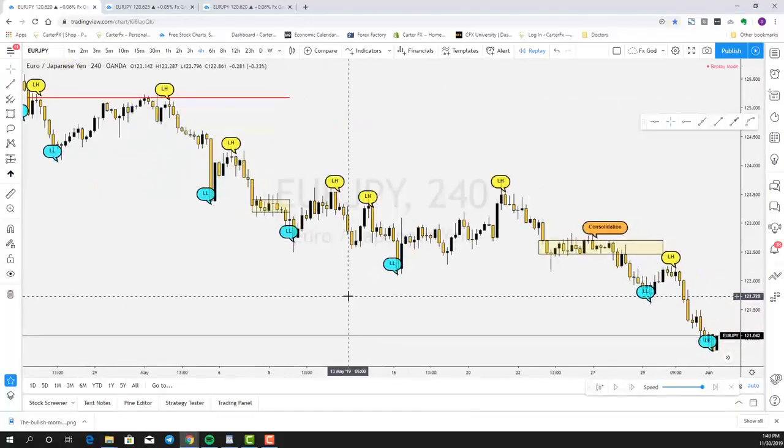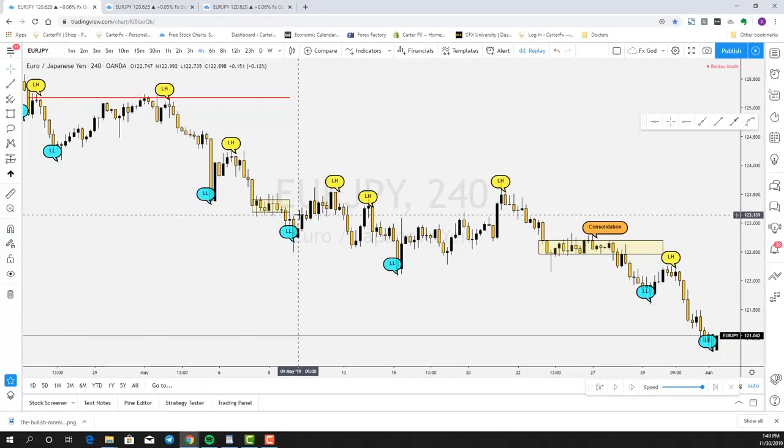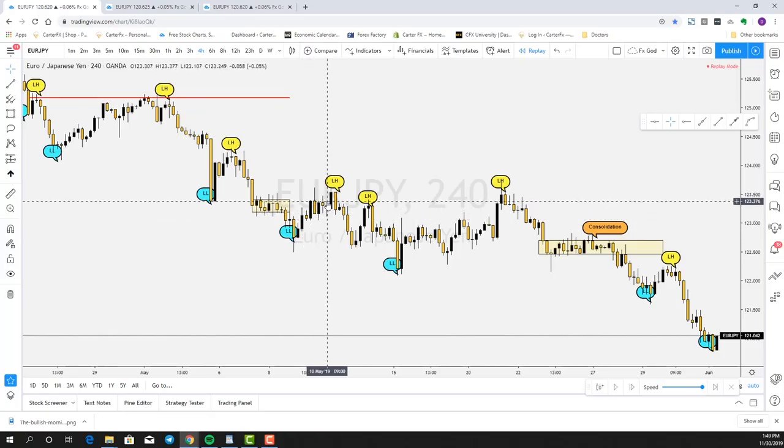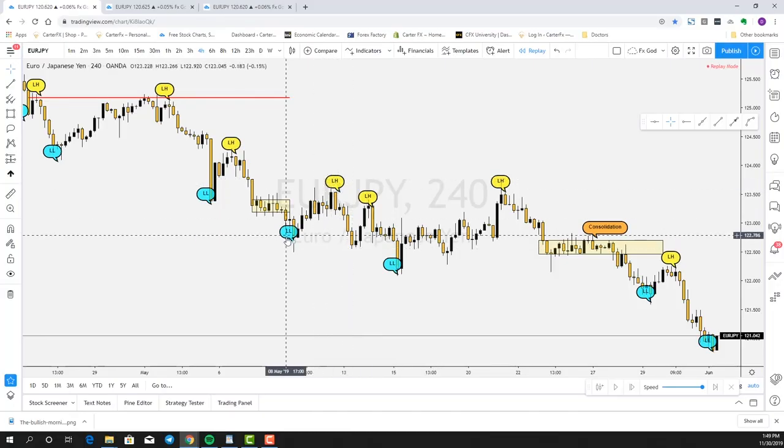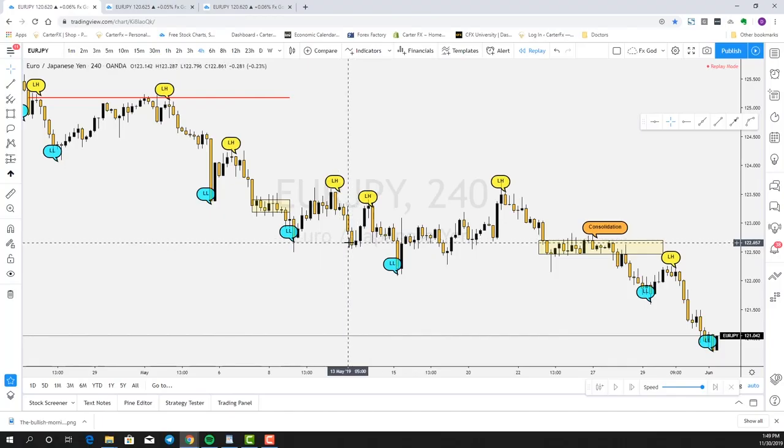Now, of course, moving on, you can see we had a pullback. You can see floors were created and maintained, as if price wanted to go higher. Ultimately, however, we failed to do so. We pushed on down. We had a lower low, lower close, giving us a new lower low point in our structure points.